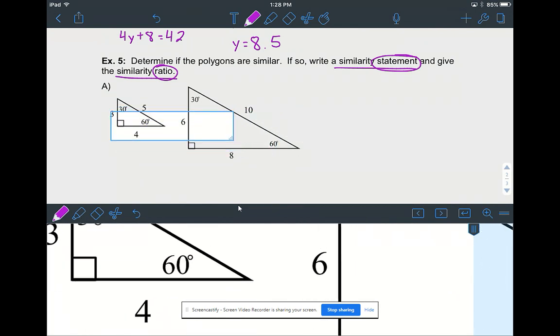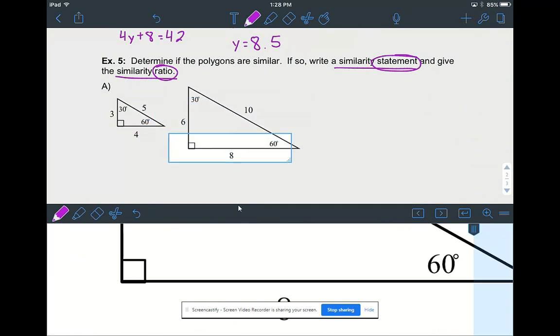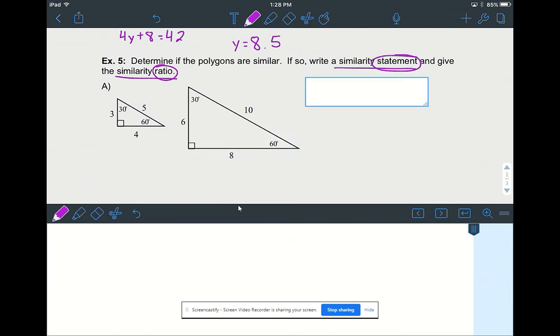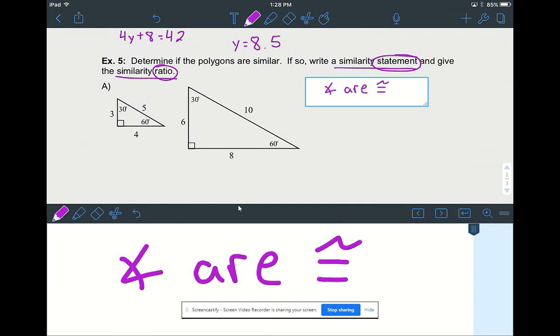We've got two right angles. We've got two 30-60-90 triangles. So we are congruent on all angles, which means we're good to go on angles. So we can say angles are congruent. Check. That was the first part of our if and only if statement. So now we have to check and see if the sides are proportional.